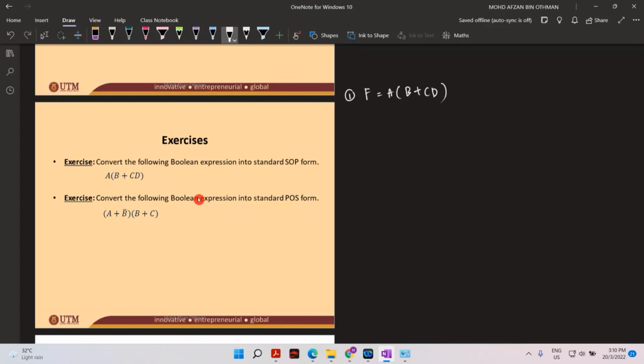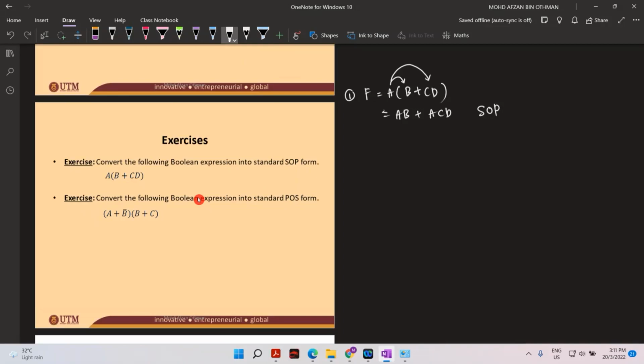Tak juga. Kalau kamu kata SOP pun bukan, POS pun bukan, sebab kamu nampak A ni darab dengan B tambah dengan CD. So dia ada combination SOP dengan POS. So macam mana kita nak buat? Kita kembangkan dulu lah, baru kita boleh nampak dia sama ada dia SOP ke POS. So AB tambah ACD. Okay, now we know that this is SOP, but this is a non-standard SOP lah.